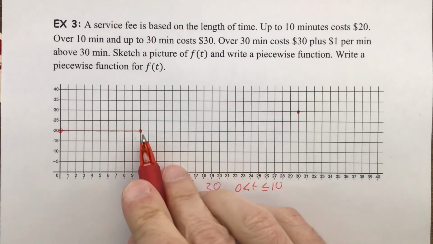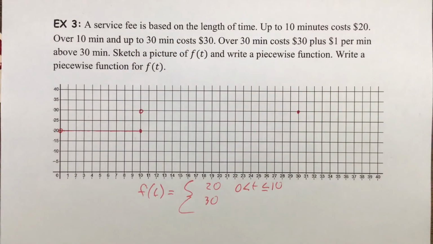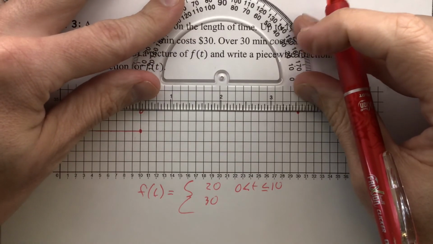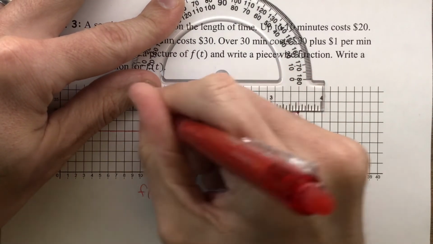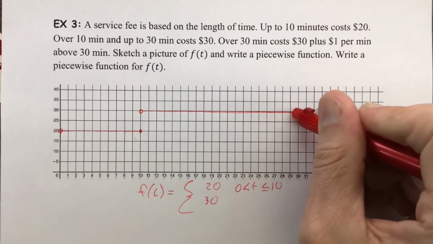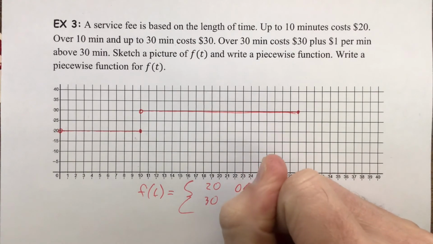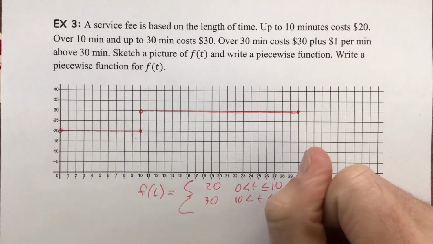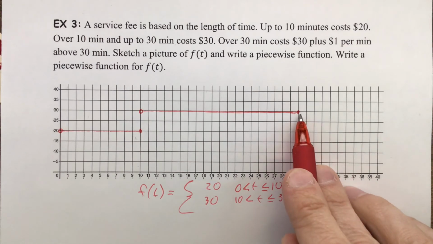Okay, now the transition at 10 minutes is going to jump up. You can have an open circle here. Okay, because it's only over 10 minutes that you're going to get charged $30. All right, so for our interval there, it's going to start at 10, open interval, and it's going to go up to 30 minutes. All right, so our third part is different. Once you get to here, it's going to change up.